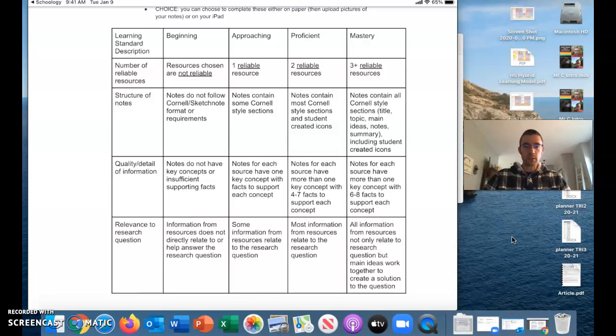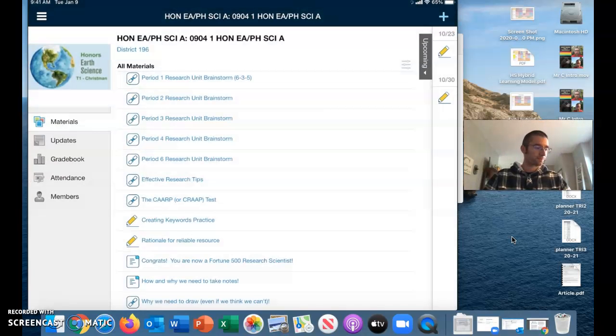Okay, so be honest with yourself when you are looking at what you have for your Cornell sketch notes and what the rubric has. Okay, I would always err on the side of being harder on myself than less, just to make sure that I have everything.